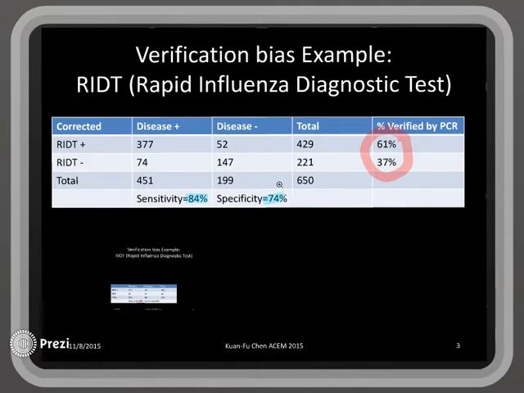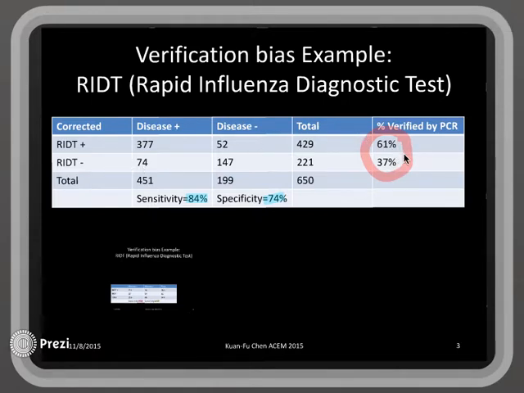Still use this study as the example. For the rapid influenza diagnostic test, say this is a real situation. You have 650 patients included, and the true sensitivity is actually 84, and the specificity is 74. But because this is an observational study, those who tested positive tend to be verified by PCR assay. But for those negative, maybe the clinician just discharged them home.